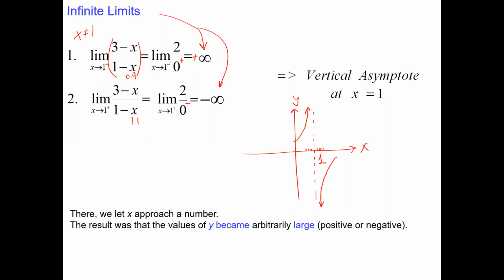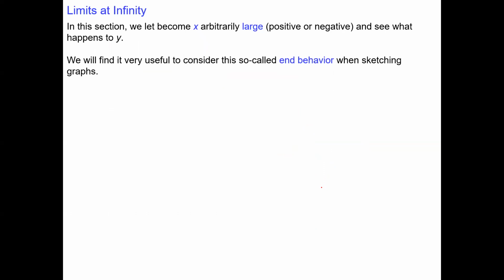Okay, now let's look at what is happening with the function as x is getting arbitrarily large, and using mathematical symbols, as x is approaching infinity, because infinity represents a huge number, of course, positive or negative. We will investigate how the function behaves. We may notice this is like one end of the number line, and this is the other end of the number line. That's the reason that we call this end behavior.